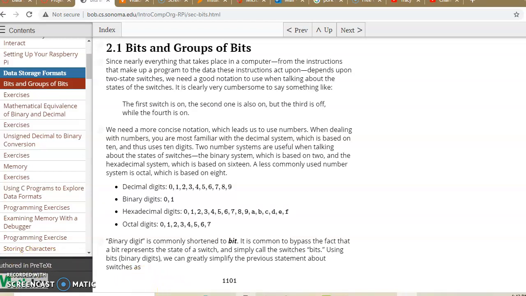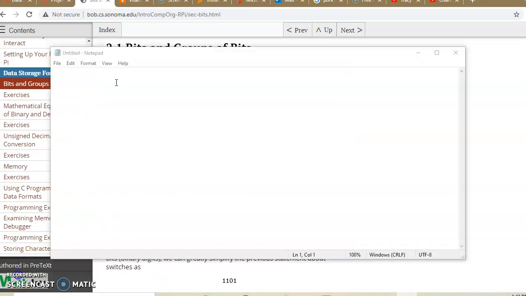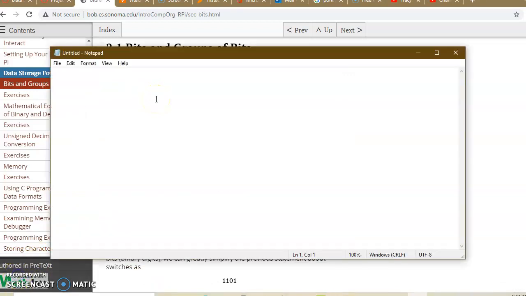decimal. I'm going to open up Notepad here to demonstrate what I mean. We think in terms of decimal. Now, what decimal means is we have 10 digits for our counting system. And those digits are 0, 1, 2, 3, 4, 5, 6, 7, 8, and 9. That's how we count. We have 10 possible digits, 0 included.